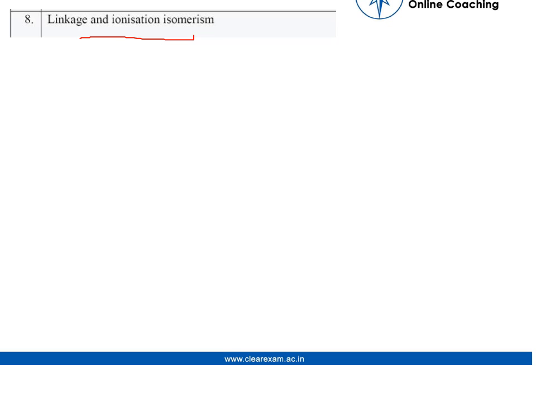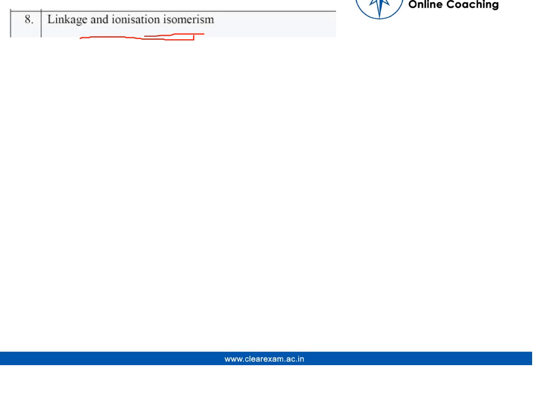So ionization isomerism: the compounds which give different ions in solution although they have the same composition are called ionization isomers, and this property is known as ionization isomerism.